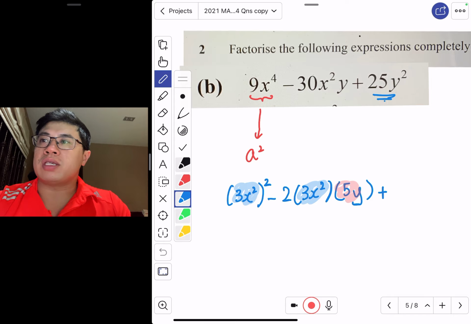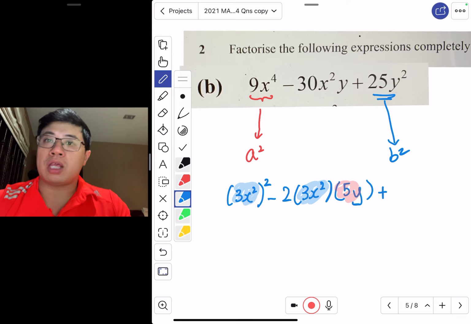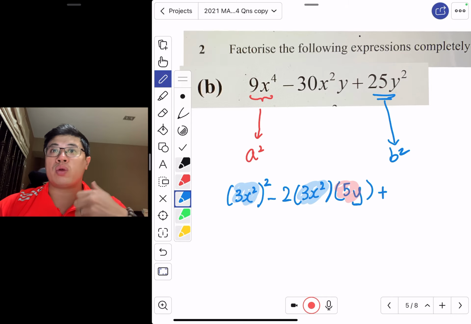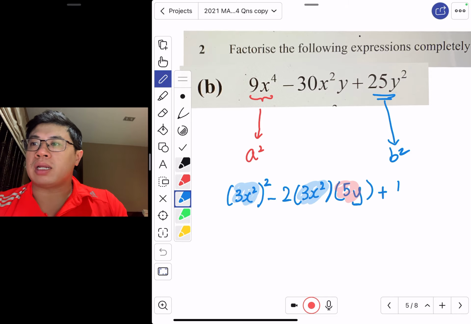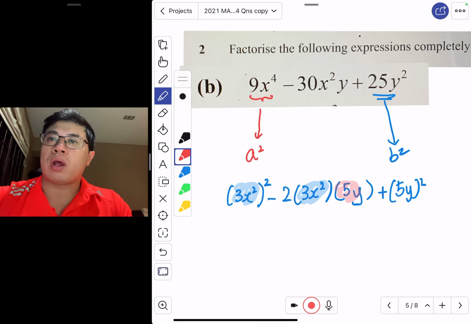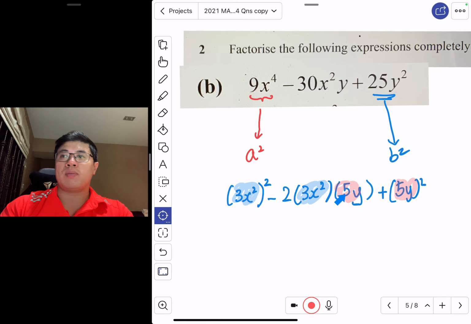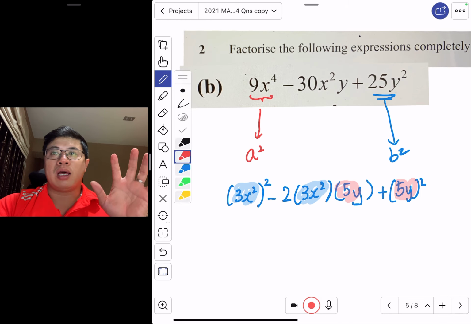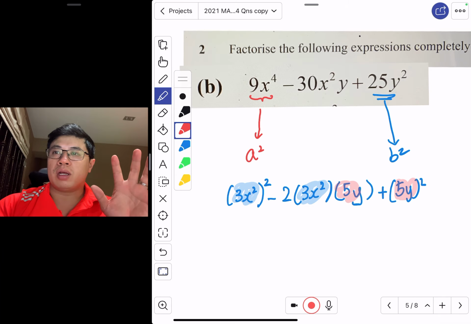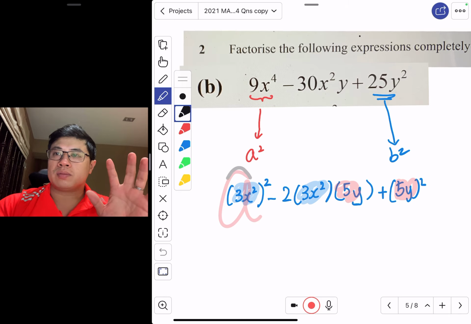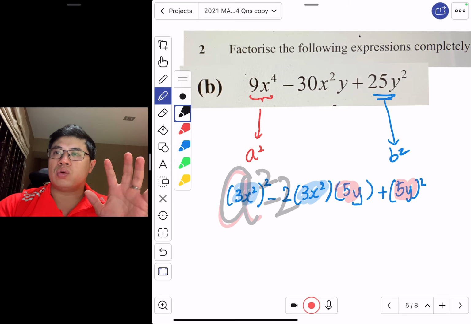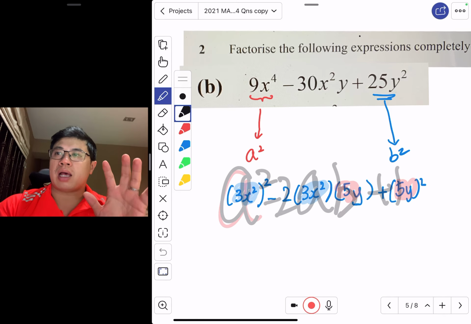So you can see if this is the b square, what would the b be? If you square root the 25, you square root the y squared, you're going to get something like a 5y. So this is the b that we're looking at. So these are the placeholders, a square minus 2ab plus b square. You can see how I'm slowly fitting in the formula a square minus 2ab plus b square.